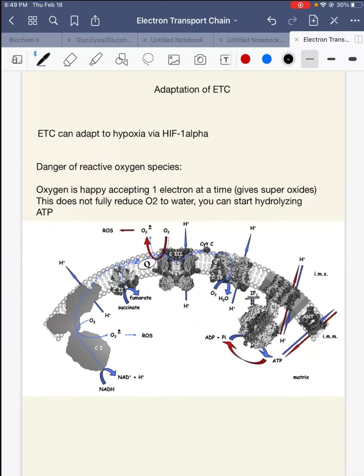So under hypoxia, there is this transcription factor called HIF1 alpha, and what this does is it pretty much shuts down the electron transport chain.